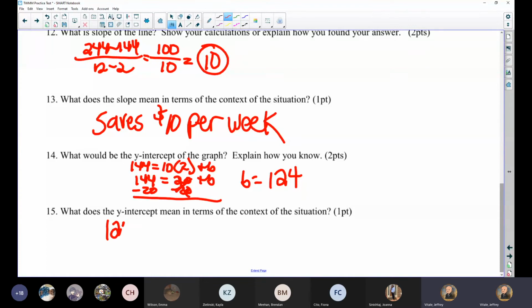So it says, what does the y-intercept mean in terms of the context of the situation? Well, $124 is what she put in the bank. Or you could say that's the money she got for her birthday. It's the starting point.